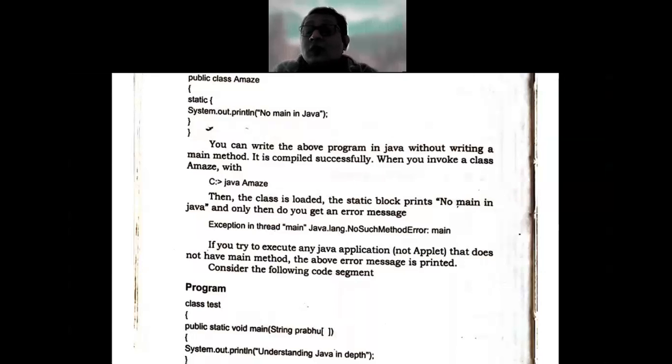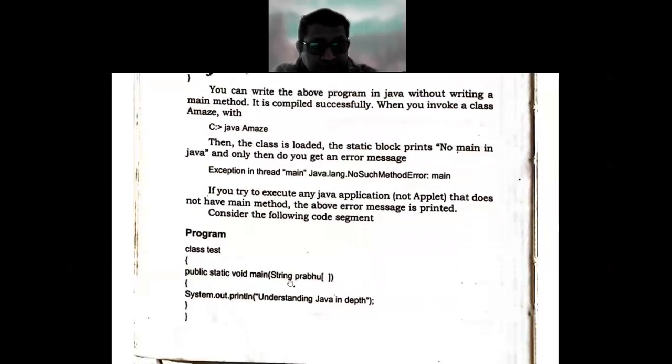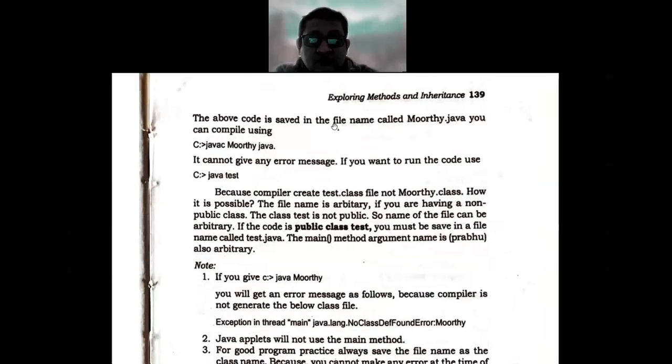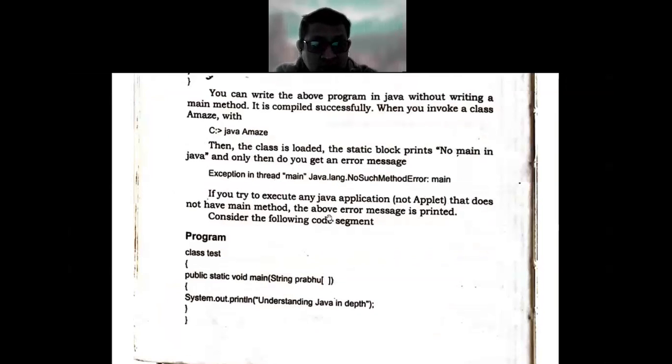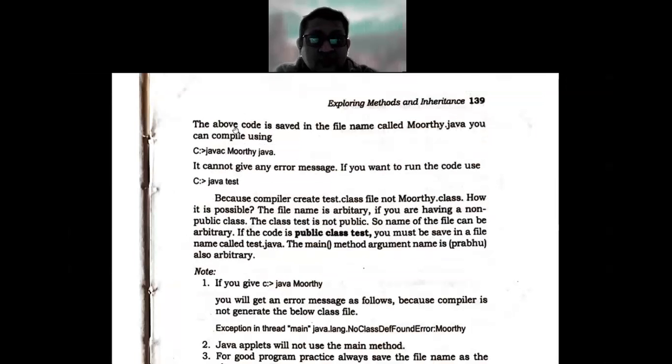Whatever we are learning, actually the majority of them are applications that do not have a main method, and the above error message is printed. The following code segment is public static void main String args, then System.out.println understanding Java. The above code is saved in a file called murti.java. Then you compile murti.java, and it cannot give any error message.